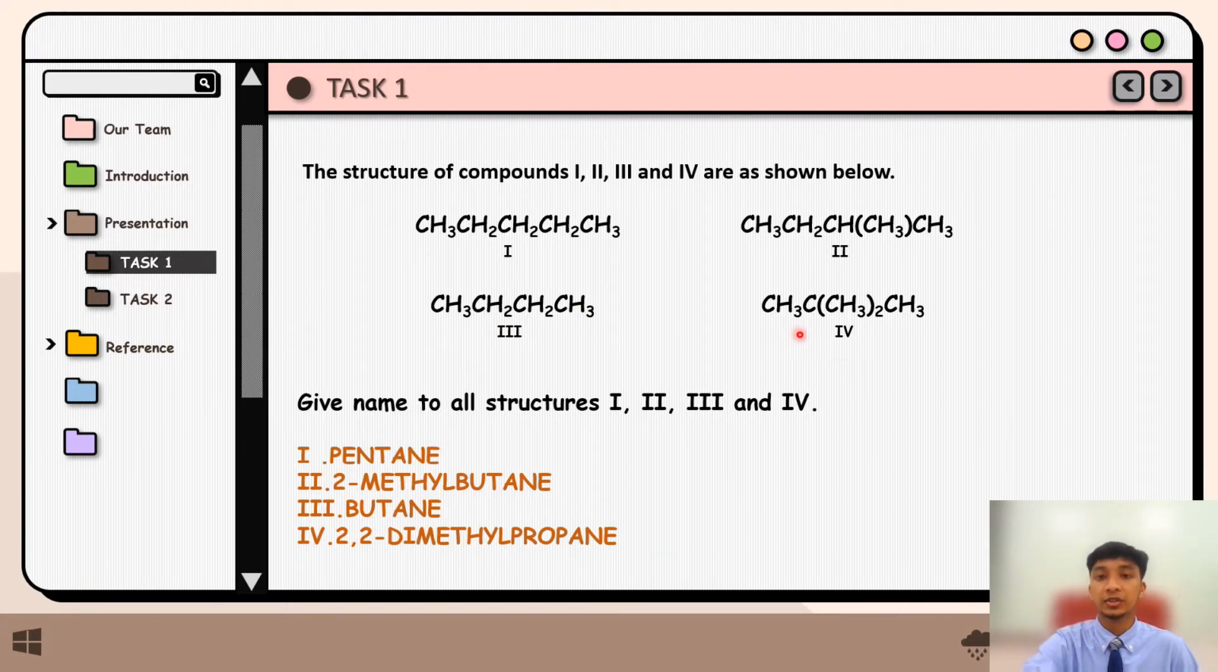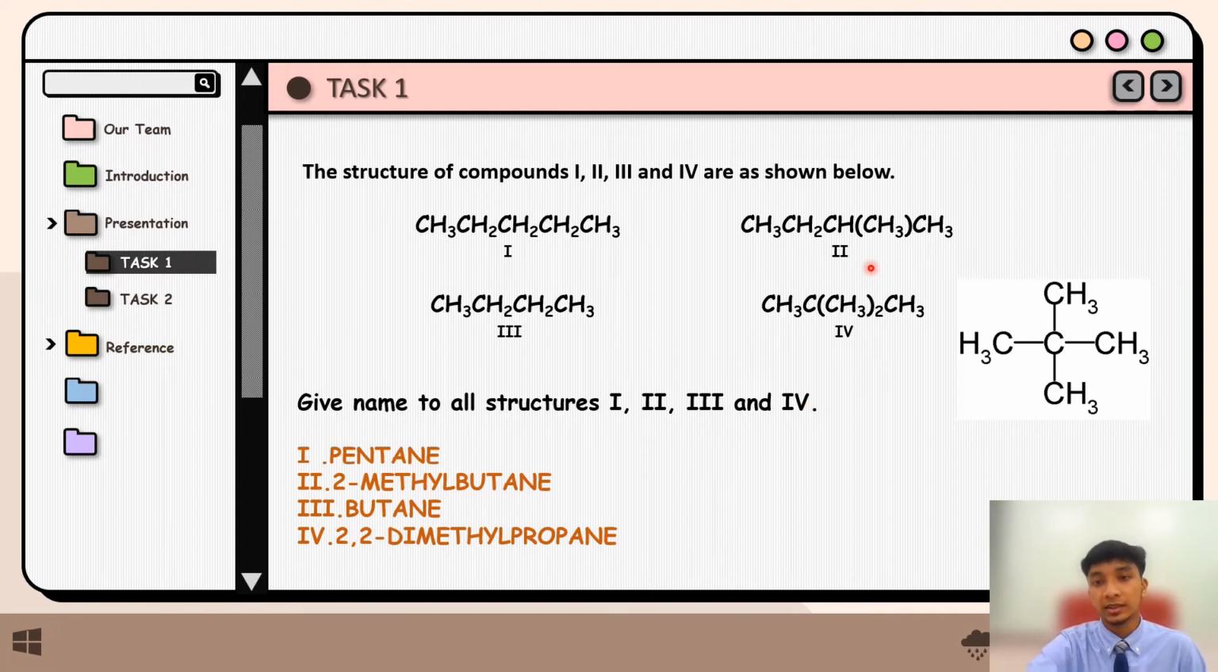And the last one is CH3, C, CH3 twice, CH3. So in this C, there are 2 bonds. If we expand it, here will be CH3, and here will be CH3. We want to figure out what the name is, so we need to count the longest chain of carbon. If we count from here, 1, 2, 3 is 3. 1, 2, 3 is also 3, and 1, 2, 3 is also 3. So if you count from all sides, it is 3, but we must consider the most substituents. Here we have 2 substituents, which is methyl.